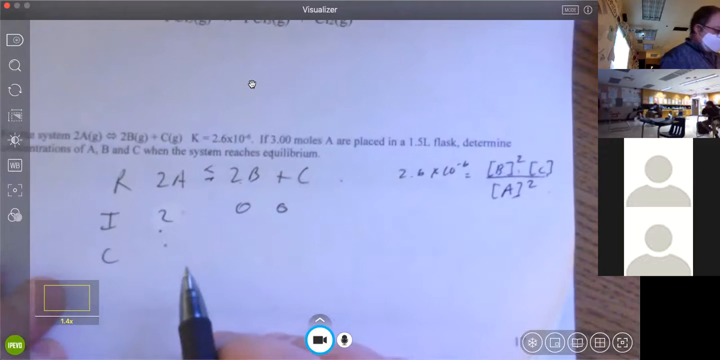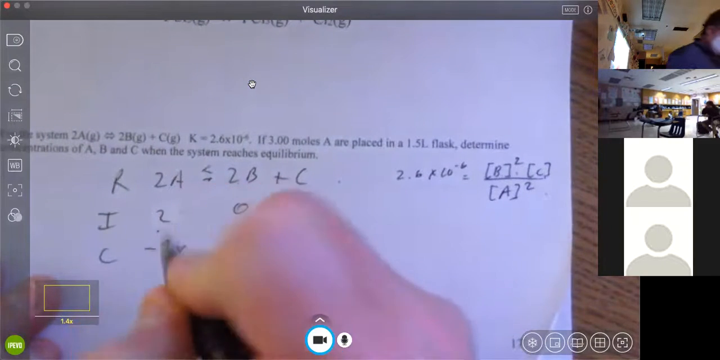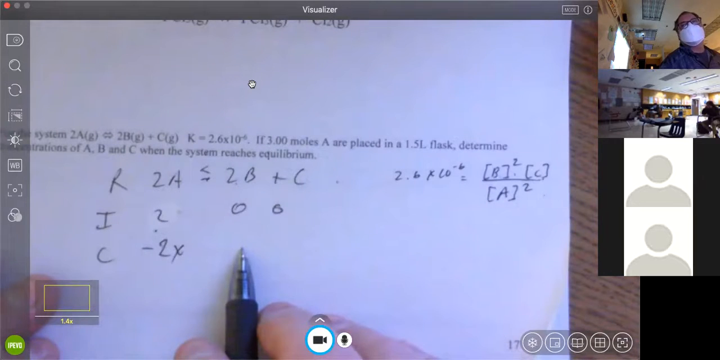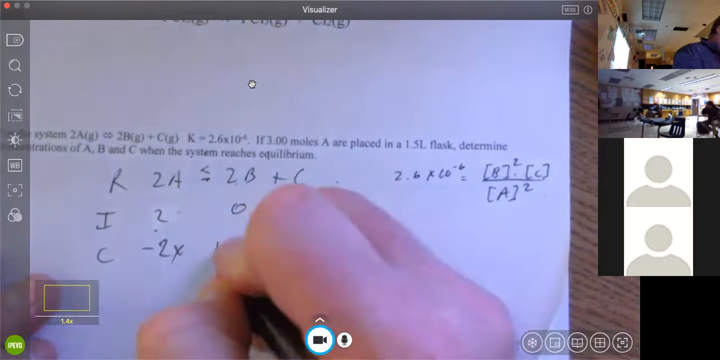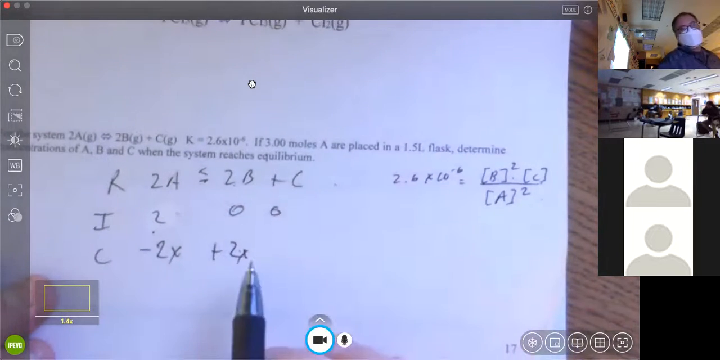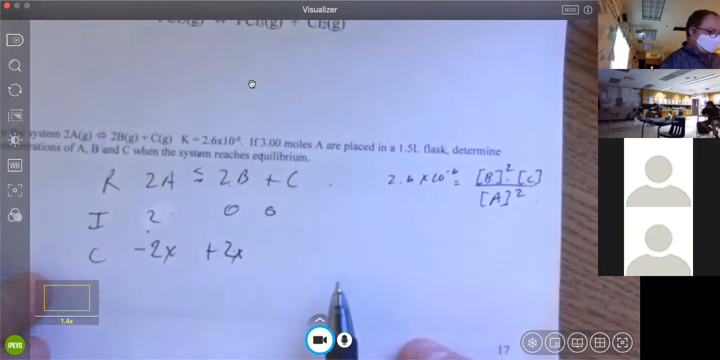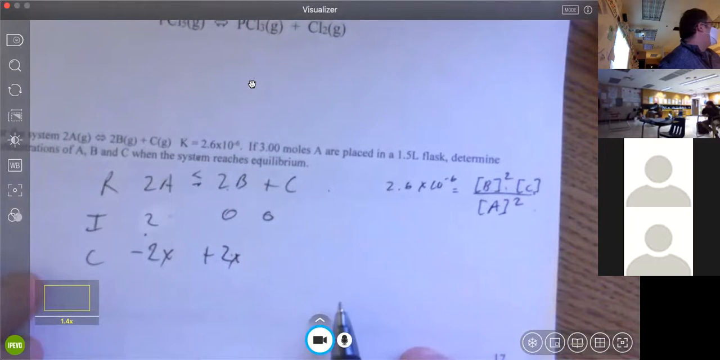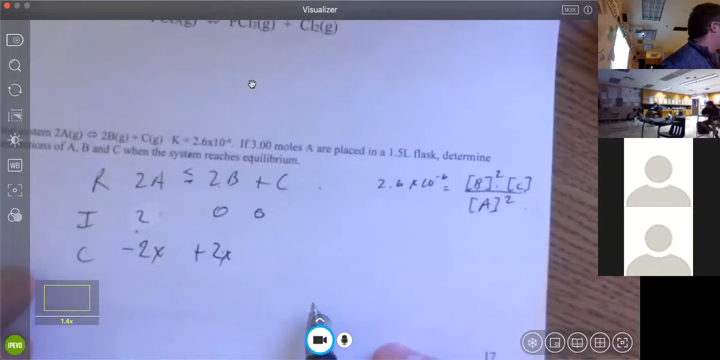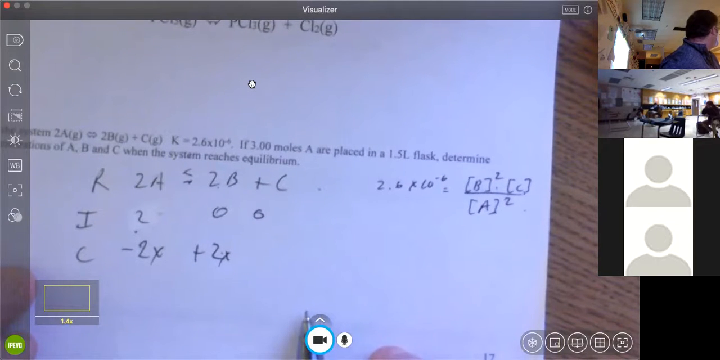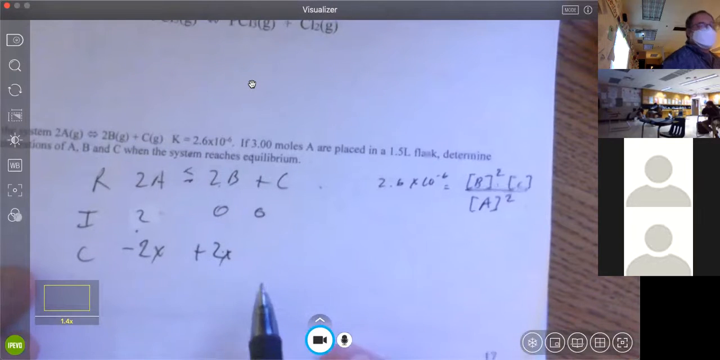Minus 2x. Minus 2x. Change for this one. Plus 2x. See, this is where I don't know. I look around and see some blank stares, and then I hear the way that you guys say it to me. It just seems condescending, like, we know, don't you want to? I just want to make sure that we're all on the same page here.